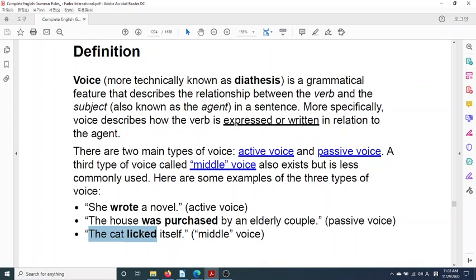The cat licked itself. Aha! The cat is the subject, and the cat is the object, and it itself is doing the licking. The cat licked itself, right? So those are your three main voices: active, passive, and middle. Let's look at active a little deeper, shall we?